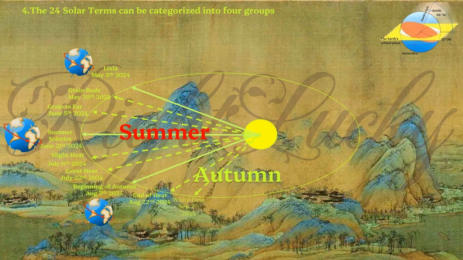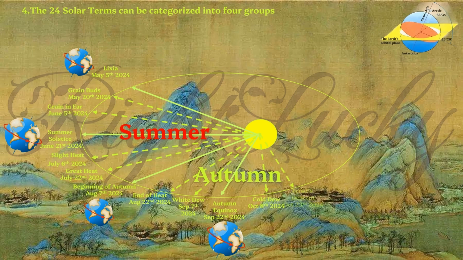For instance, Grain Rain, Guyu, is the sixth solar term of the traditional Chinese calendar, falling around April 20th each year. As its name implies, this period marks a time of increasing rainfall, crucial for the growth of crops, particularly grains. Slight Heat, known as Xiaoshu in Chinese, is the 11th solar term in the traditional Chinese calendar, typically falling around July 7th each year. It marks the beginning of the hottest period of the year, with temperatures steadily rising and days becoming longer.